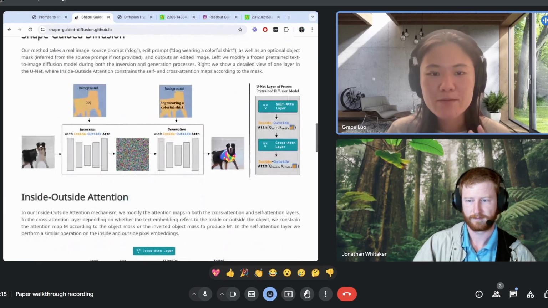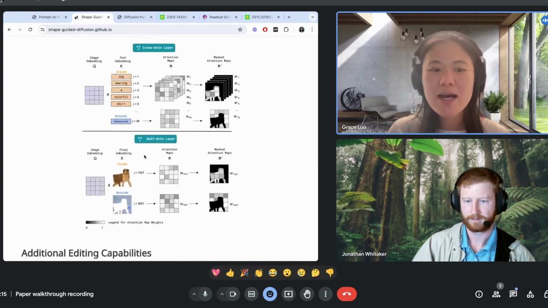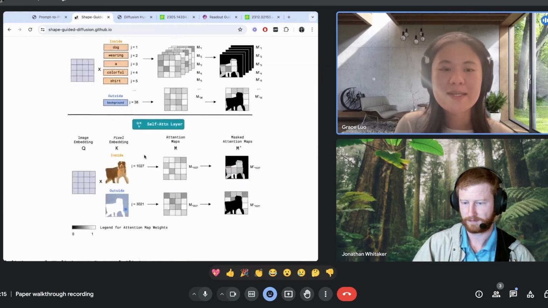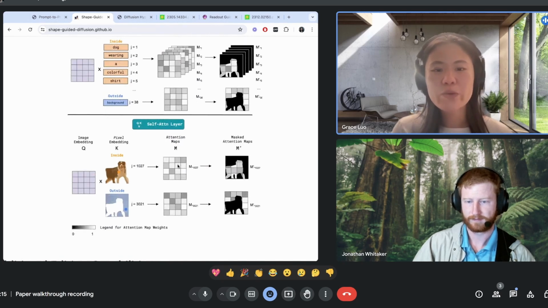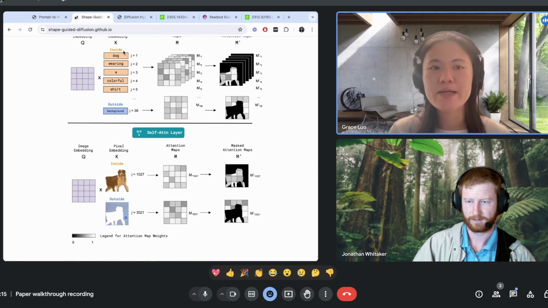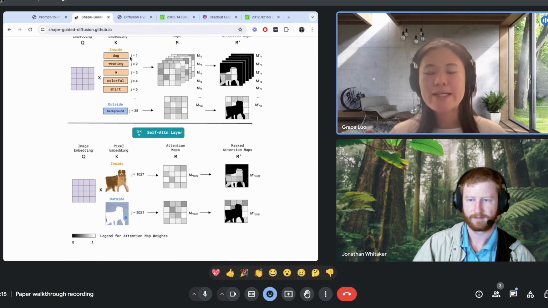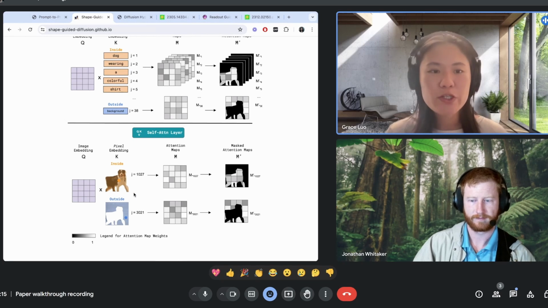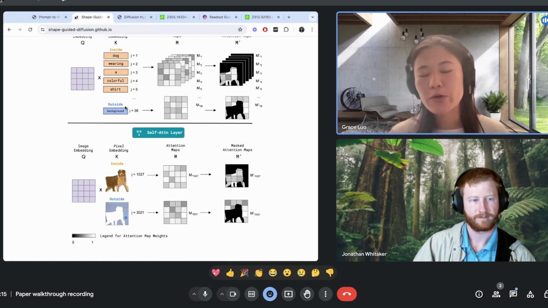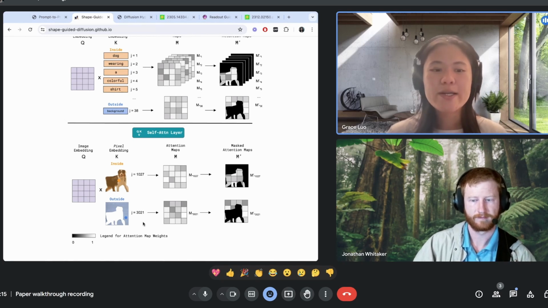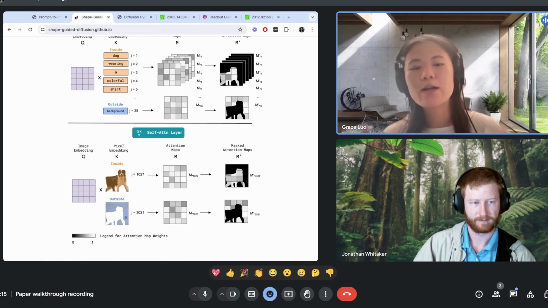So maybe to dive briefly into the mechanics, essentially what we do is we take these same attention maps and we enforce that a token, for example, dog, would only attend or have this attention map over this internal mask region, and other tokens such as background would attend over the non-mask region.